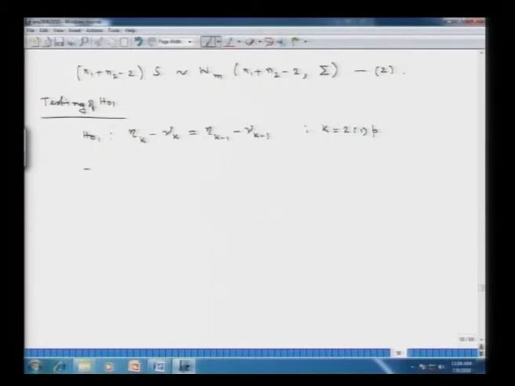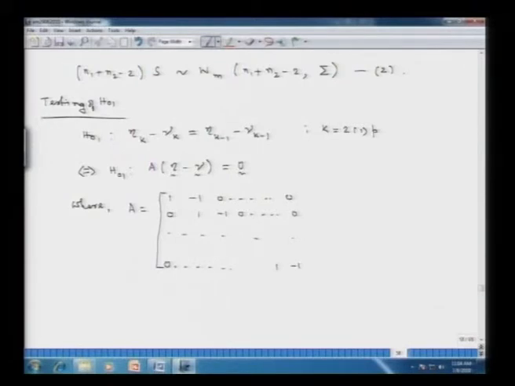Now, this is equivalently written through a matrix as H01: A times (eta vector minus nu vector) equal to a null vector. Now, what is this A? This A matrix is of the following structure: the first row is 1, minus 1, zeros, then the second row is 0, 1, minus 1, 0, and finally the last row is going to be given by 0, minus 1, 1. So, if we have this order as m by 1, this is going to be an m minus 1 cross m matrix. This is a matrix of constants.